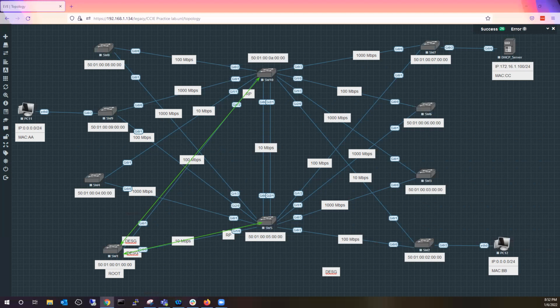Okay. So what's you guys' final answer? What port is going to be blocked? I think we're going to block on switch 5. Okay. Why on switch 5? Give me the breakdown as to why you guys selected that between costs. Switch 10 has a lower cost getting to the root. It has a cost of 19. And switch 5 has a cost of 100. So I think we'll be blocking on switch 5. That's just my thought.